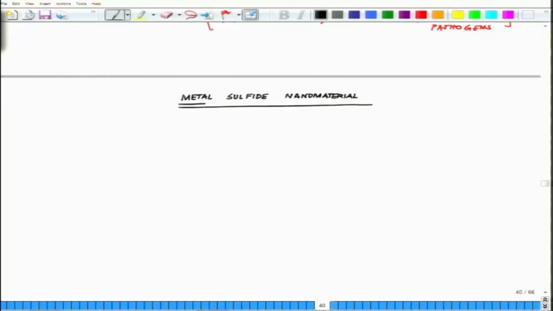So, the metal sulfides, here the metal is iron, sulfide is S. So, the compound whose nanomaterial we will be dealing with is FeS2, which is also called pyrite. Earth's crust is very rich in pyrite.